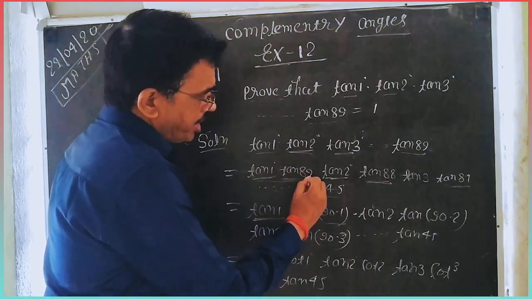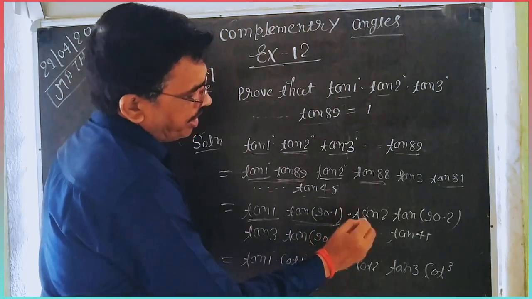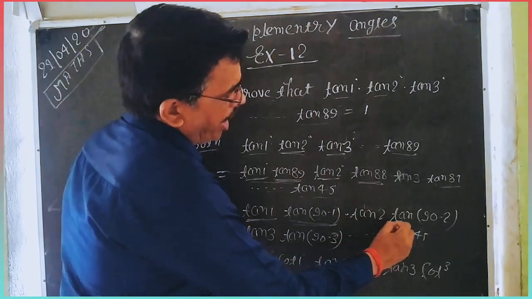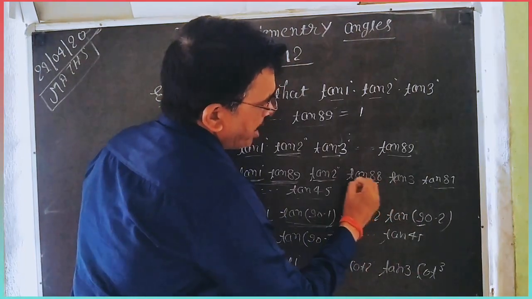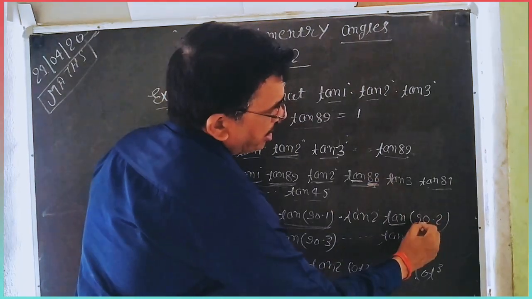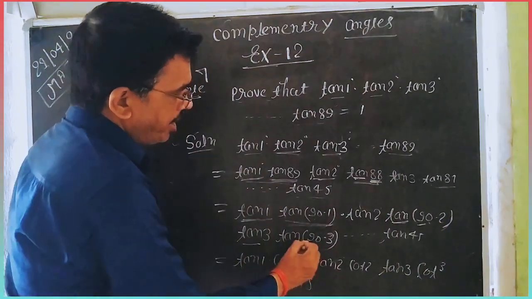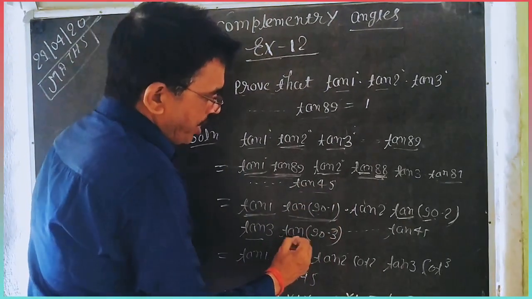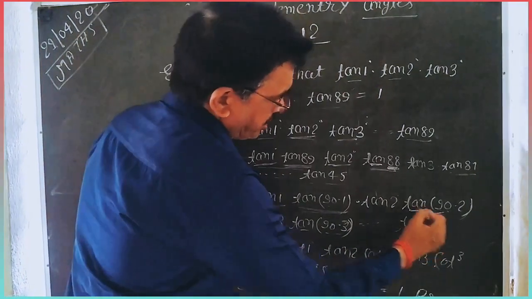So this 89 we can write like this: tan 90 minus 1. Similarly, tan 2 and this 88, we write tan 90 minus 2. Here is tan, here is 88. I write here tan, this 88 as 90 minus 2. Similarly, tan 3 degree and here is 87, so we write tan 90 minus 3, we get 87, dot dot dot, that is tan 45.